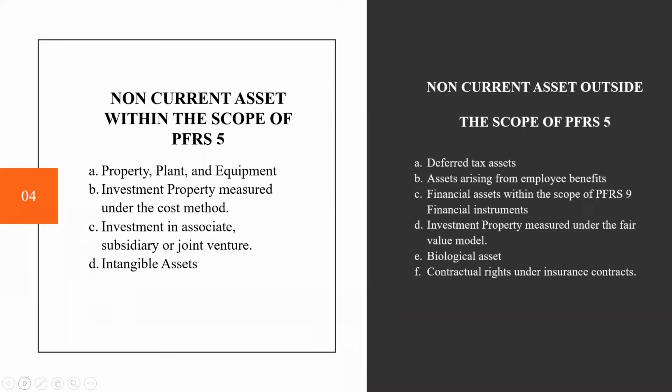Next one, ito naman yung mga outside the scope ng PFRS 5 na non-current asset, which is deferred tax assets, assets arising from employee benefits, financial assets within the scope of PFRS 9, financial instruments, investment property measured under the fair value model, biological asset, and contractual rights under insurance contracts.